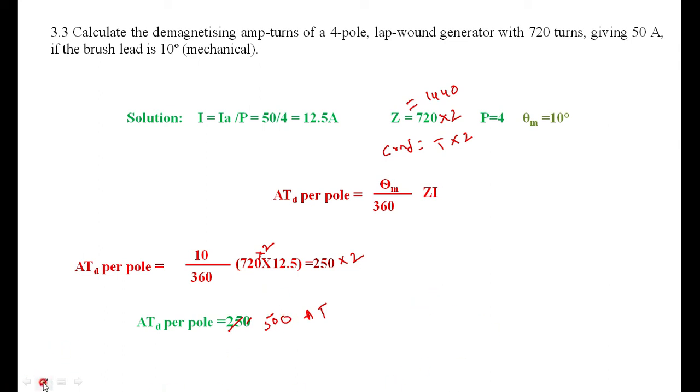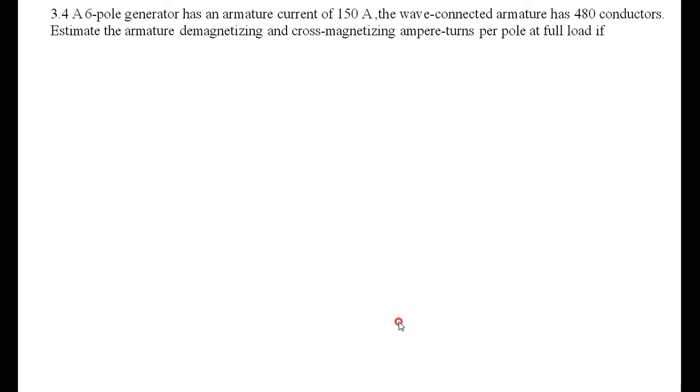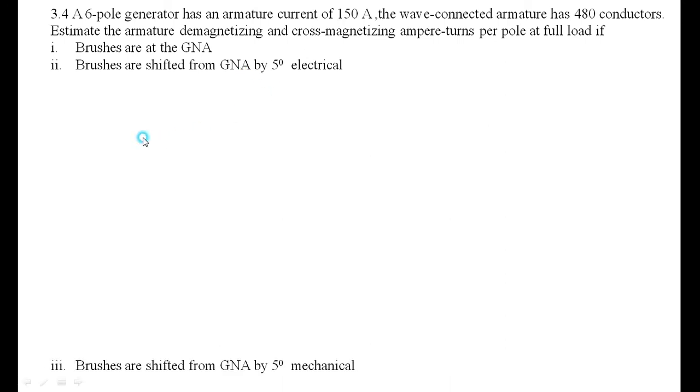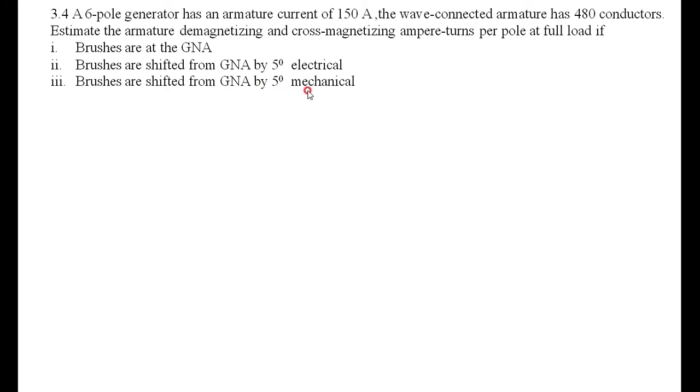The next numerical: a 6-pole generator has an armature current of 150 amperes. The wave-connected armature has 480 conductors. It asks to find the demagnetizing and cross magnetizing ampere turns per pole at full load if the brushes are at GNA, if the brush is shifted from GNA by 5 degrees electrical, and if the brushes are shifted from GNA by 5 degrees mechanical. Here everything is given for 3 different values of theta. He asks you to find the demagnetizing and cross magnetizing ampere turns.